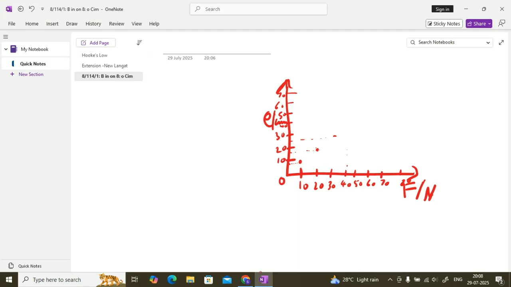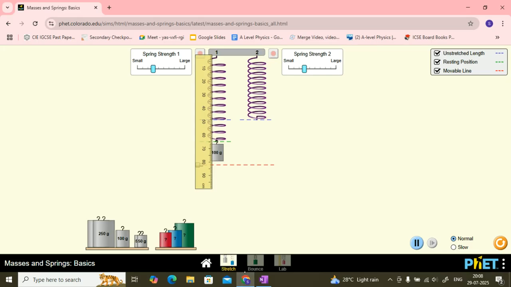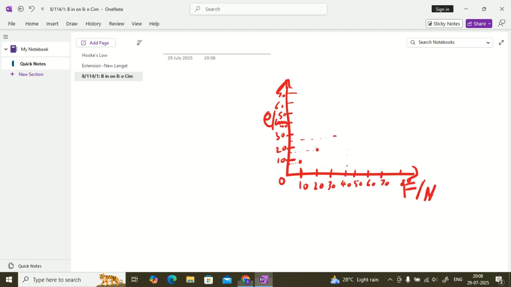So let's say for 10 grams it was 8 and for 20 grams it was 16. Here we have actually taken 50-50. So we can do experiments with different weights also. Let's assume that for every 10 grams the increase in the length was 8 centimeters.